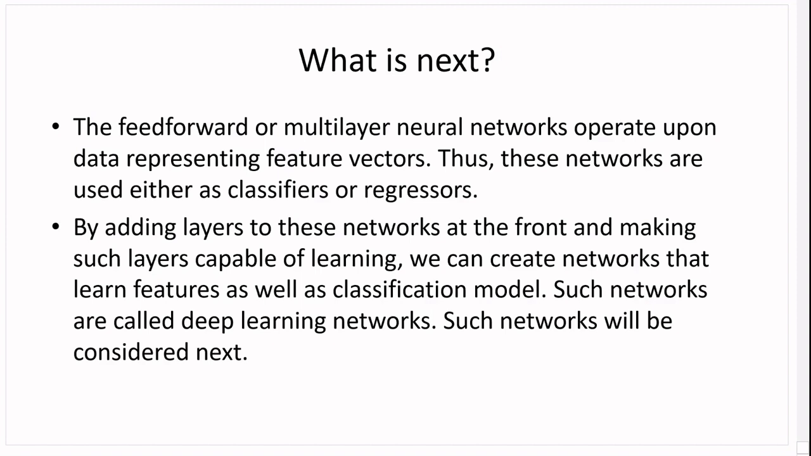Now, by adding layers to these networks at the front and making such layers capable of learning features, we can create networks that are capable of learning features as well as classification. Such networks are basically what deep learning neural networks are, and that is what we are going to be talking about next.